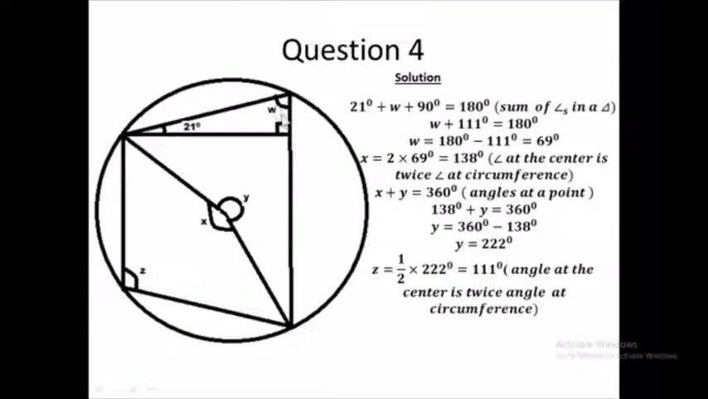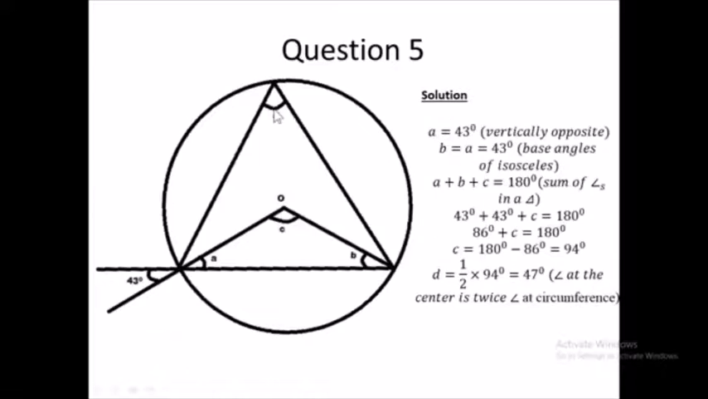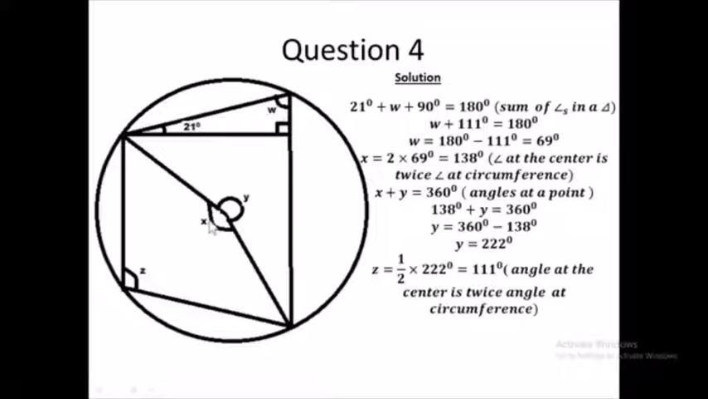Now, from what you have learned in the previous video, there's a relation between this angle W and angle X, not angle Y, because angle X is twice the angle W. So if our angle W is 69 degrees, to get our X you have 69 times 2, so X is 2 times 69, that is 138 degrees. The reason being the angle at the center is twice the angle at the circumference.